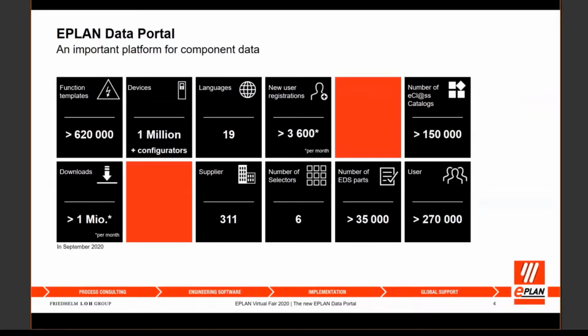And at the moment, we have 6 selectors or configurators from leading manufacturers, with which the users can easily select or configure parts or part variants which fit to their needs. The number of ePlan data standard parts is also continuously growing, so more and more parts data are available in a standardized format, which means also an added value for the users. At the moment, already more than 35,000 parts data follow these regulations of the ePlan data standard.